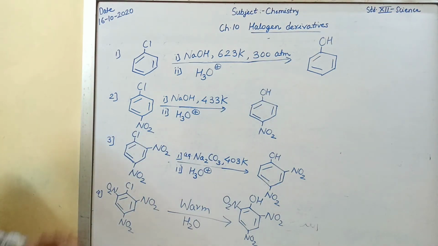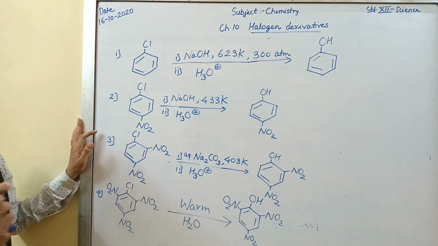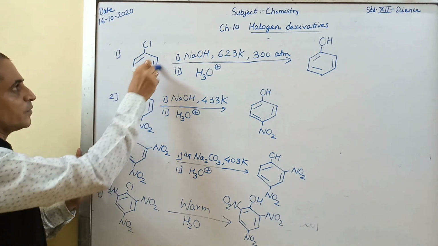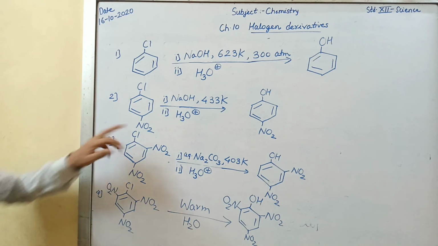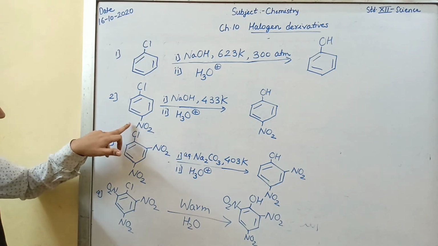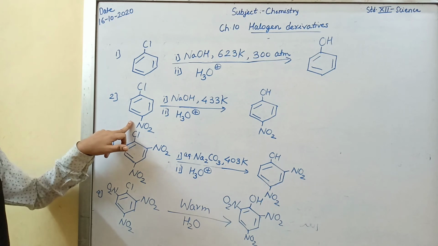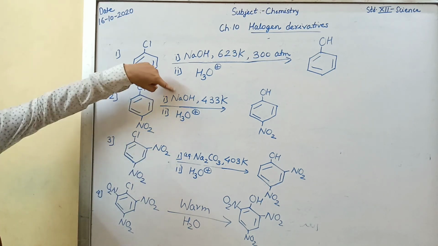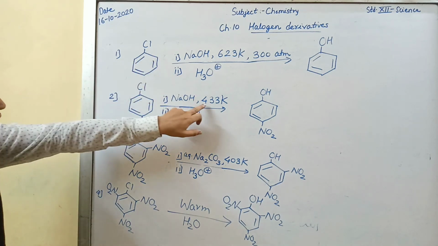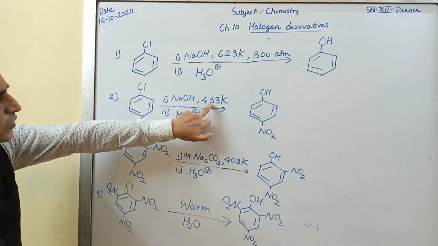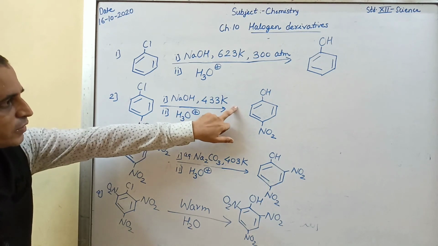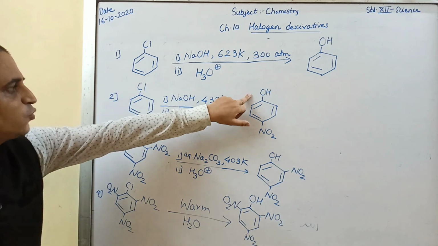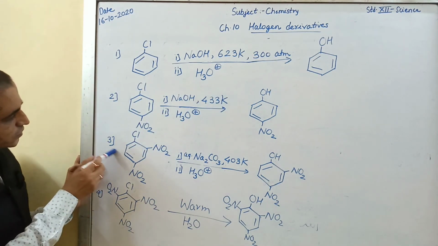But when an electron withdrawing group is attached to this benzene ring, then see the conditions. Only one electron withdrawing group, say NO2, is attached at the para position. What happens? See the conditions. Here the temperature is very low, that is 433 Kelvin. Pressure is not required, and the substitution reaction takes place. See, Cl is replaced by OH.